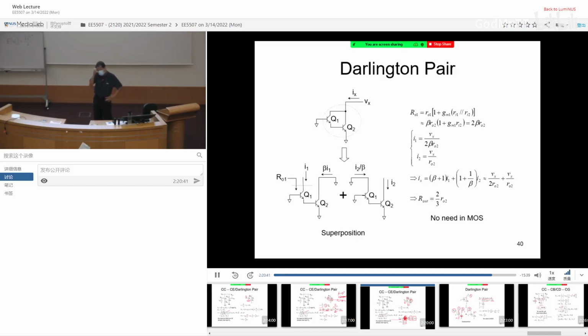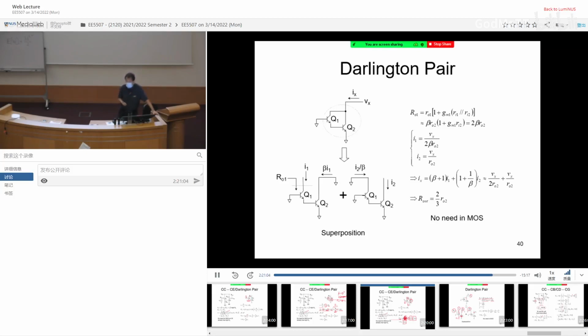How to derive the output resistance? Very tedious. If we go through the normal circuit way, we have to replace the transistor with the hybrid pi model and then try to derive it. So here instead, we try to make use of superposition. Again, as promised, I will show you different circuit techniques that people use to simplify the analysis.